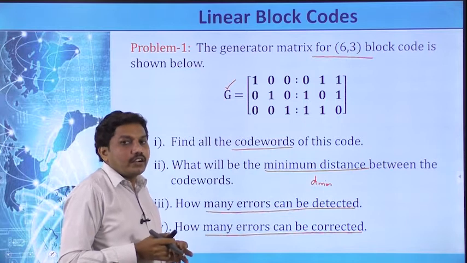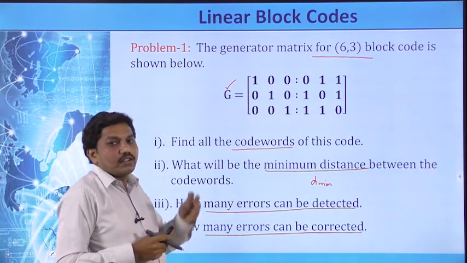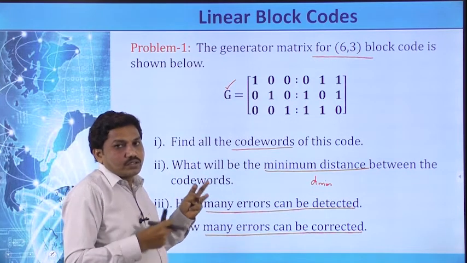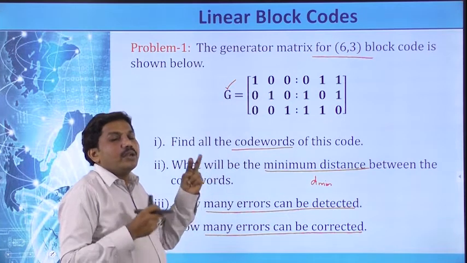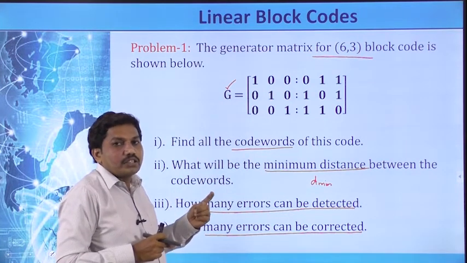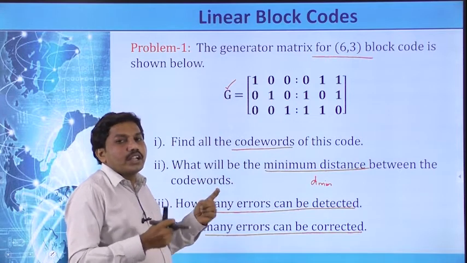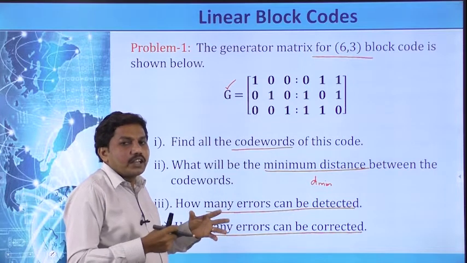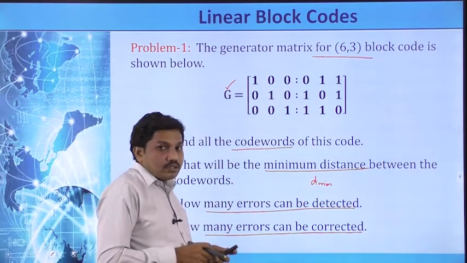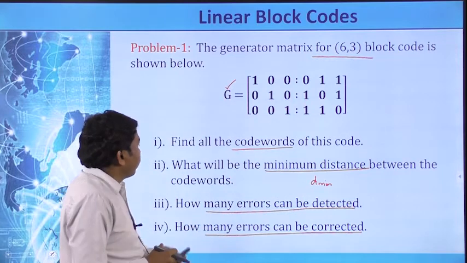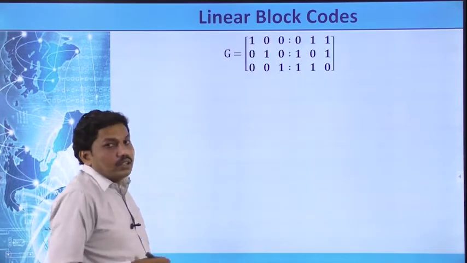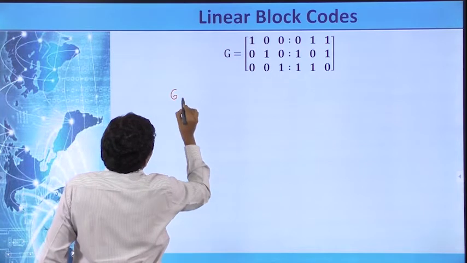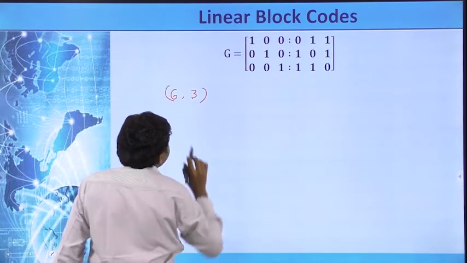So we need to find out four things. The first one is to find all the code words. The second one is the minimum distance. The third one is how many errors this code can detect. Finally, how many errors the code can correct. So we will solve them one by one. The given code is a 6,3 block code.